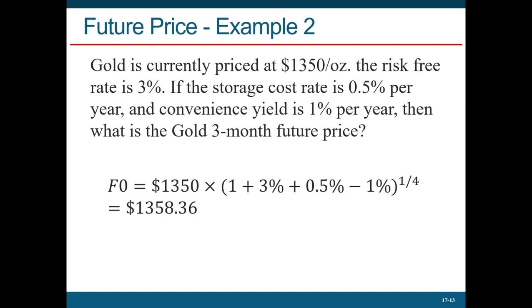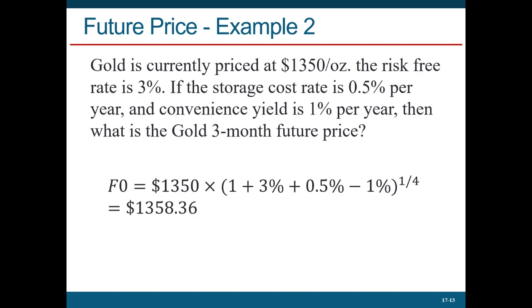Now let's change our assumption a little bit. Let's say the gold current price is $1,350 on the spot market, the risk-free rate is 3%, the storage cost rate is 0.5% a year, and the convenience yield is 1% a year. What is the gold 3-month futures price? Here you consider both carrying cost and convenience yield. There are two carrying costs. The first one is the interest rate of 3%, and also the storage cost of 0.5%. And since the convenience yield is 1%, that's the benefit you get by holding gold. Therefore, it can offset your carrying costs.